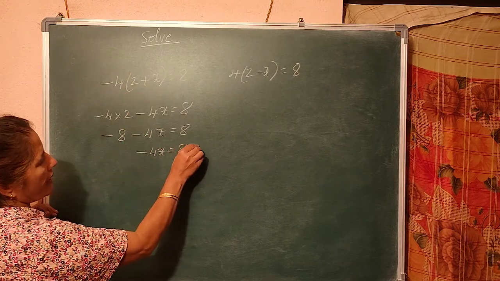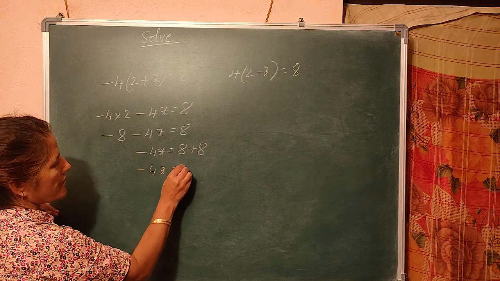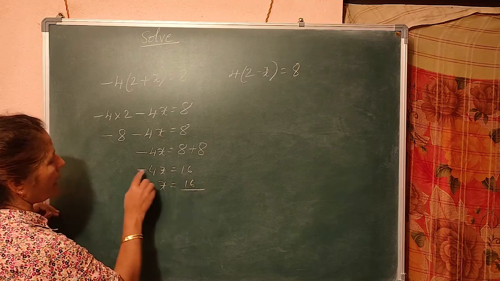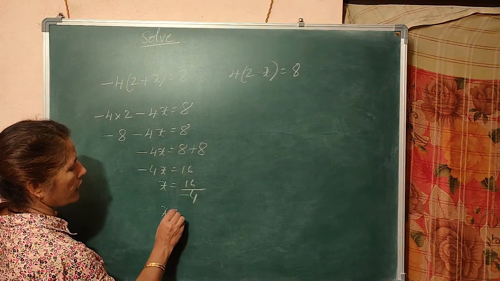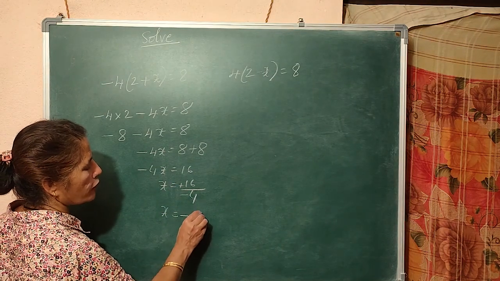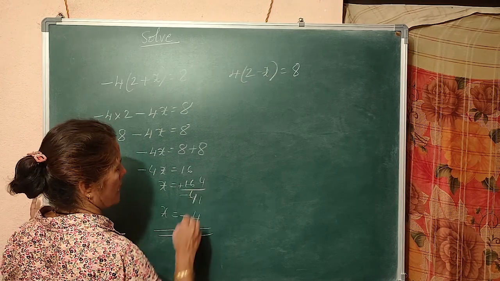Minus 8, you take that side, plus 8. So minus 4x is equal to 16. x is equal to 16 divided by minus 4. So x is equal to plus divided by minus is minus. 4 4s are 16.